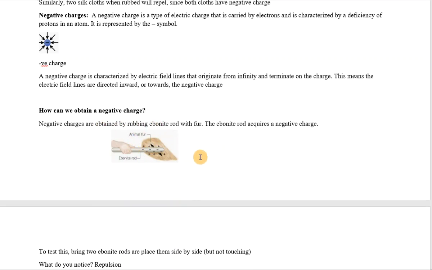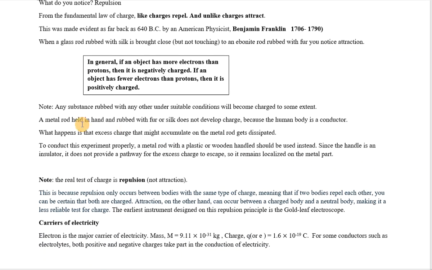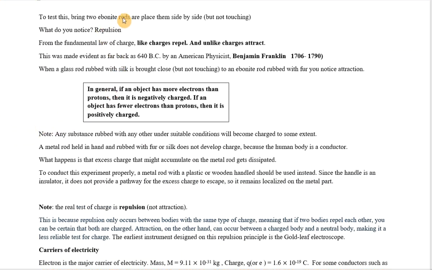Ordinarily, one can obtain that by rubbing an ebonite rod with fur. This is the ebonite rod. This is fur. This is just like animal skin. So the ebonite acquires a negative charge. So how do you test this? To test this, you bring two ebonite rods, you place them side by side, not touching, and you notice what? Repulsion. So this was made evident as far back as 640 BC when an American physicist, Benjamin Franklin, conducted this experiment.